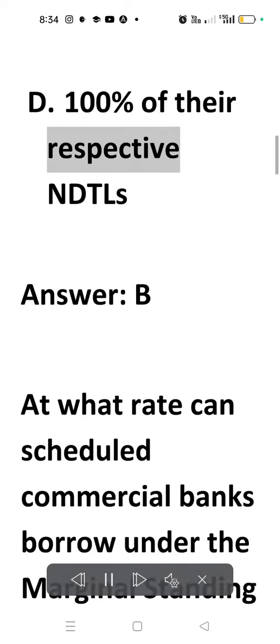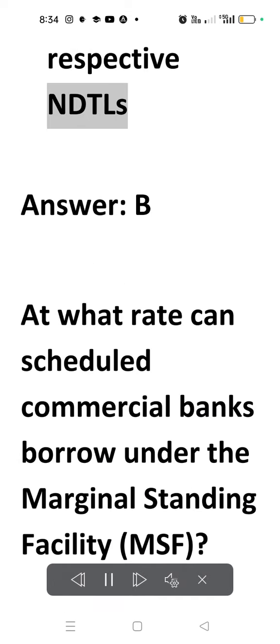100% of their respective NDTLs. Answer: B. At what rate can scheduled commercial banks borrow under the Marginal Standing Facility, MSF?